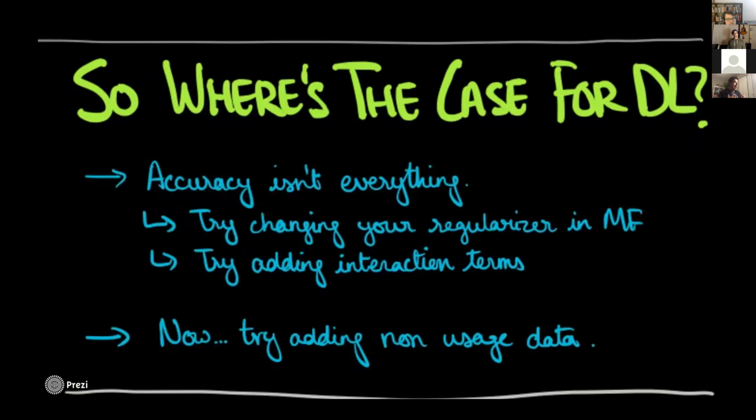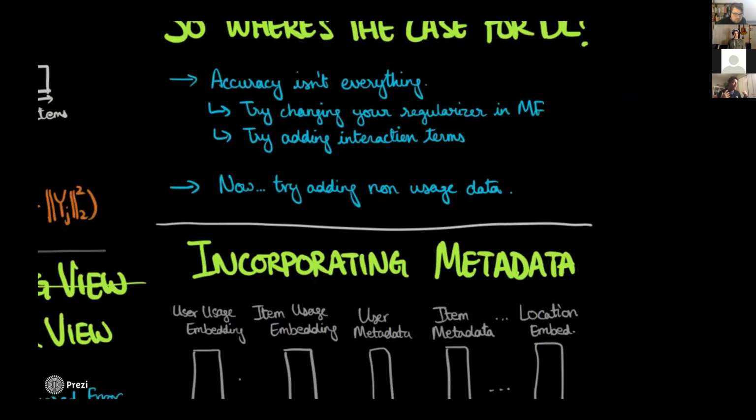So wait, where's the case for deep learning then? Well, the case is, accuracy isn't everything. Now, someone may say, why don't you try changing your regularizer in your matrix factorization? That becomes really hard because now you have to recompute everything. What about if you want to add interaction terms? It's hard. What about if you want to add new data?